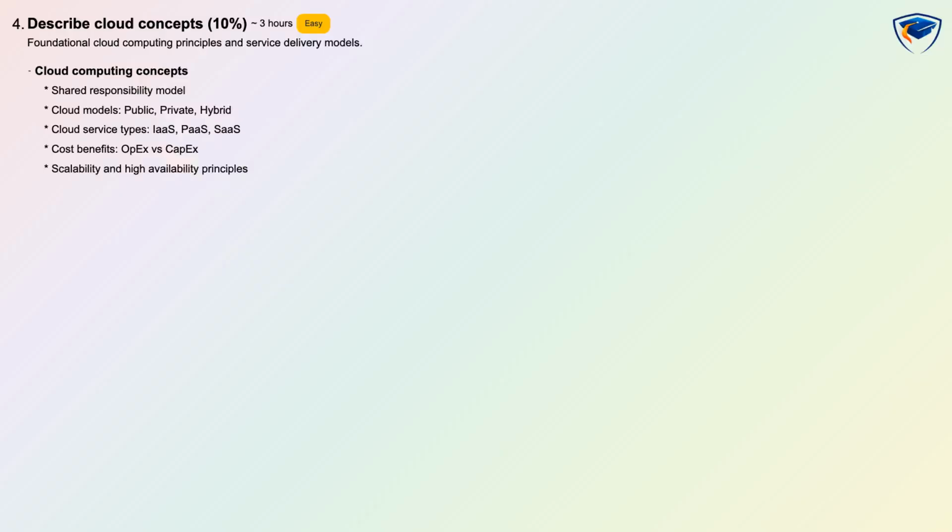The domain also explains cost benefits like OpEx versus CapEx and core design principles such as scalability and high availability that underpin Microsoft Cloud services. These basics help you place Microsoft 365 features in the wider context of cloud strategy and architecture.